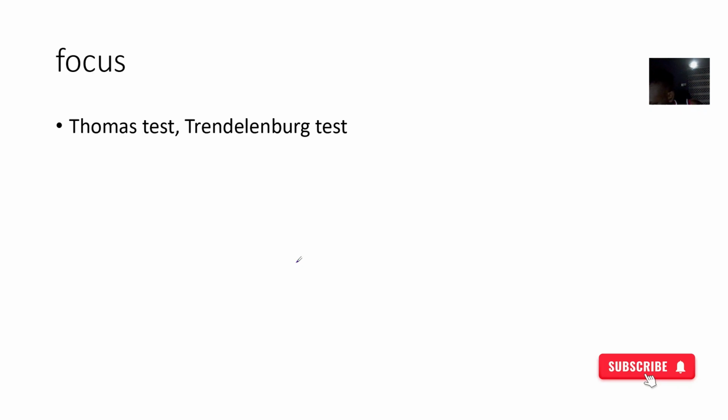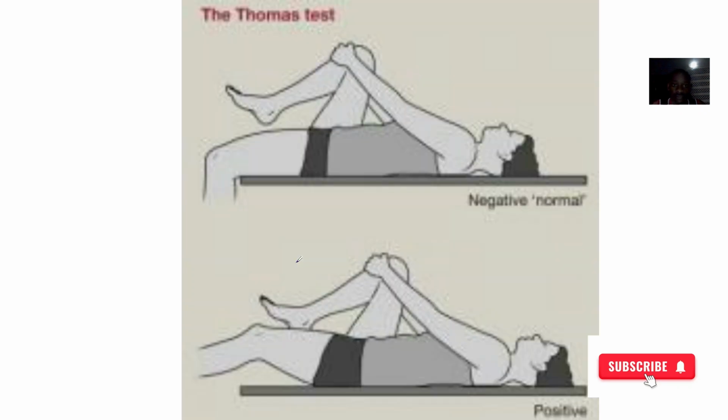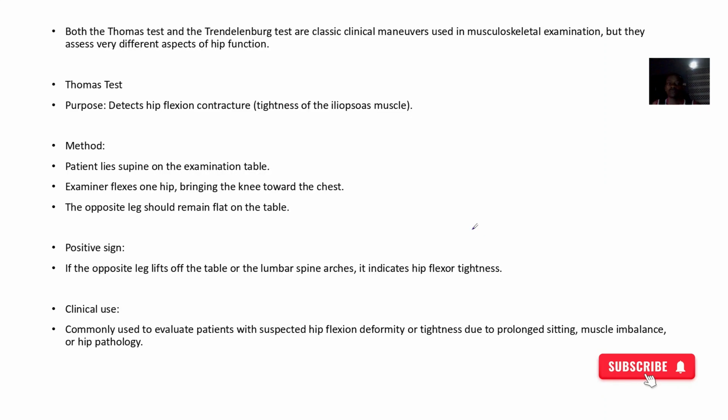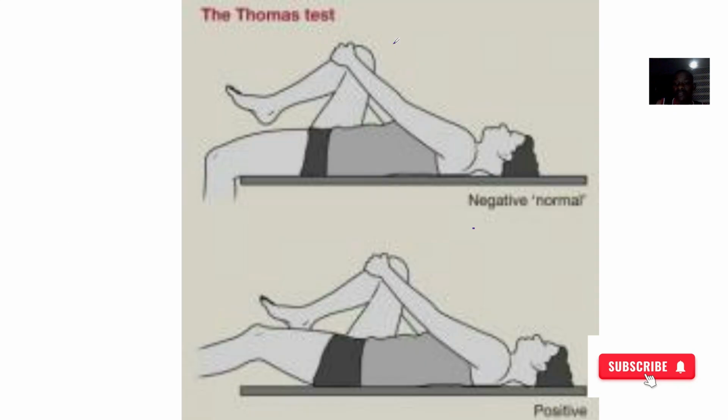So for these two tests, this is a Thomas test. Okay. So what do you have here? Both of them are maneuvers. So they're actually examining the musculoskeletal system. But they assess different aspects of the hip. The Thomas test is basically trying to detect hip flexion contracture, where there's tightness of the iliopsoas.